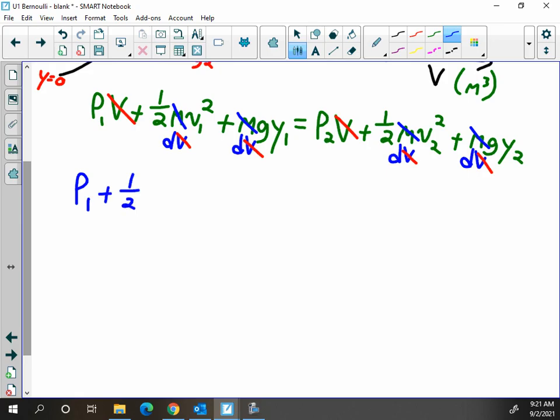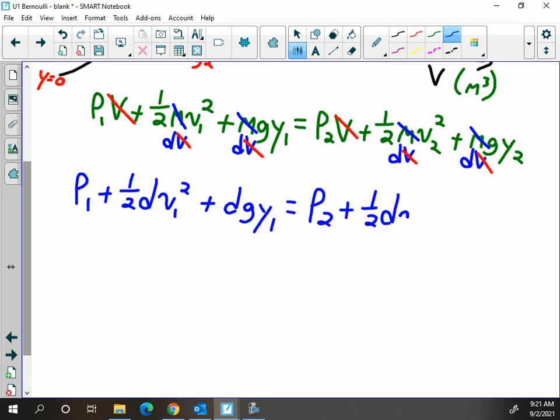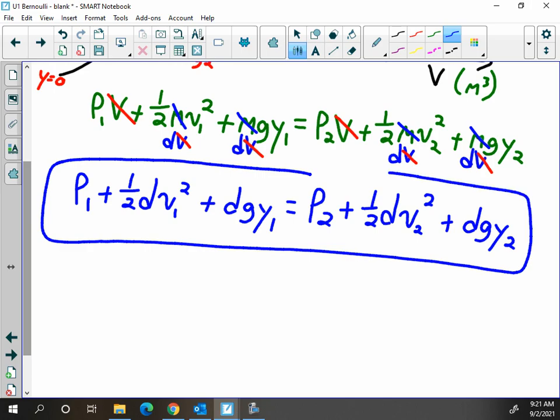So 1/2 density times v squared, plus density times g times y. It is the longest equation you get in either AP1 or AP2.